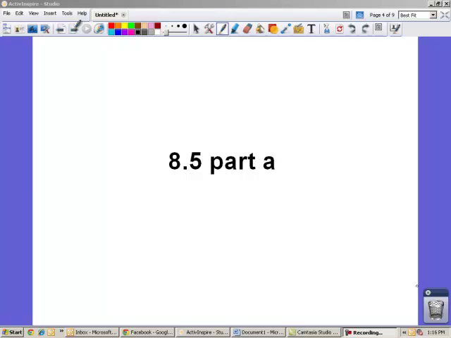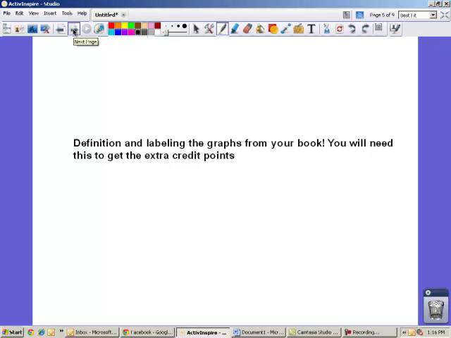Alright, section 8.5, this is part A. And make sure that you have the definition and all of those graphs labeled, which is from your book. You're going to need to have this done before you get to class in order to get the extra credit points.